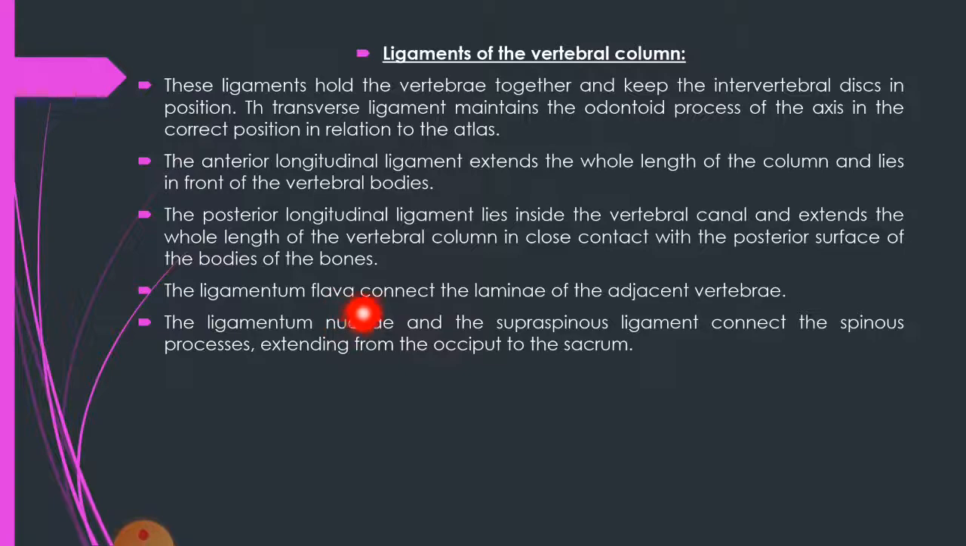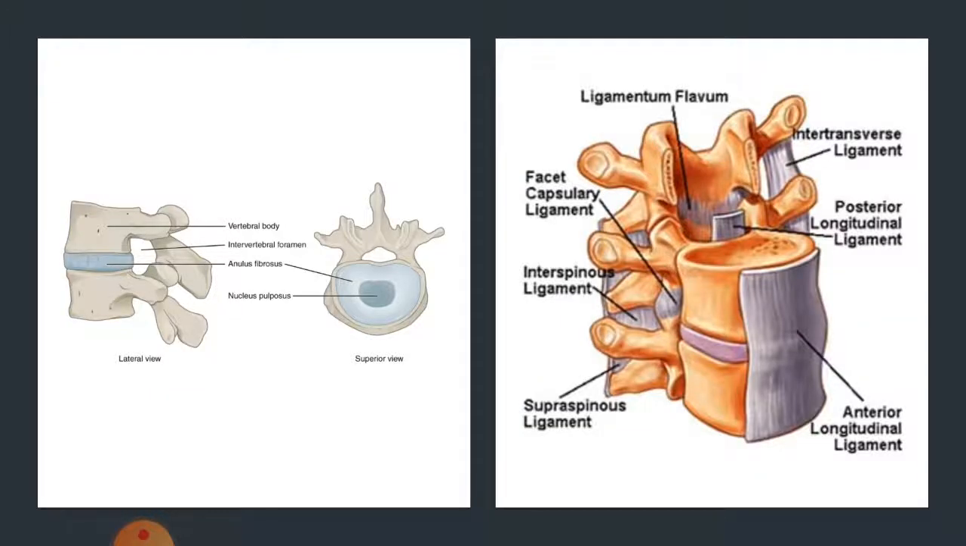The ligamentum flava connect the lamina of the adjacent vertebra, and the ligamentum nuchae and the supraspinous ligament connect the spinous processes extending from the occiput to the sacrum. So these are the different ligaments that you can appreciate. This is the ligamentum flavum, and this ligamentum flavum basically connects the lamina of the adjacent vertebra.